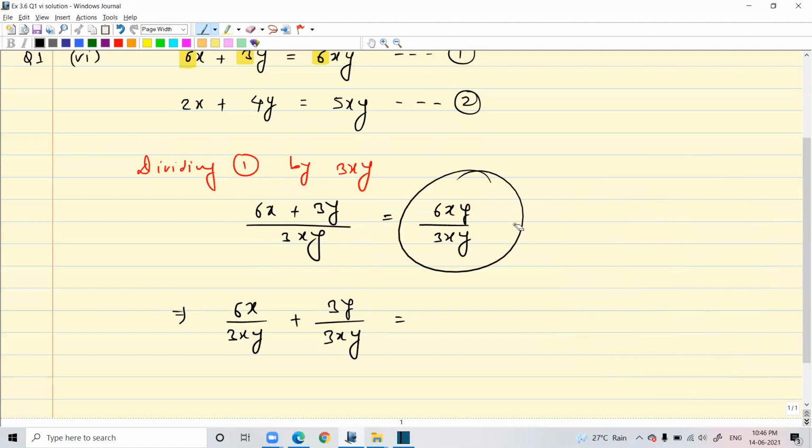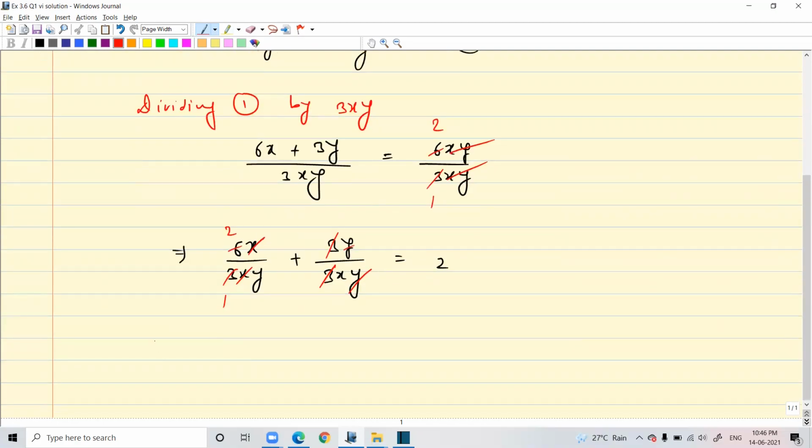And RHS, it's very simple. The xy gets cancelled. 3 ones are 3 and 3 twos are 6 gets cancelled. So in the RHS, we have only 2 remaining. There's nothing else. Now in the LHS, can we cancel anything? Let's see. You see there is an x over here. This x gets cancelled, and 3 ones are 3 and 3 twos are 6. That gets cancelled. 3 and 3 get cancelled. y and y also get cancelled.